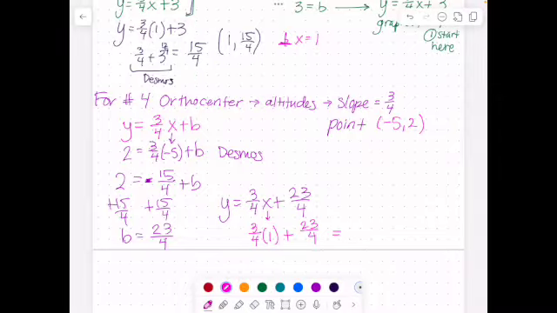I'm just going to come, this equals 13/2. So that is the answer for number 3. For number 4, it's going to be 1, 13/2.